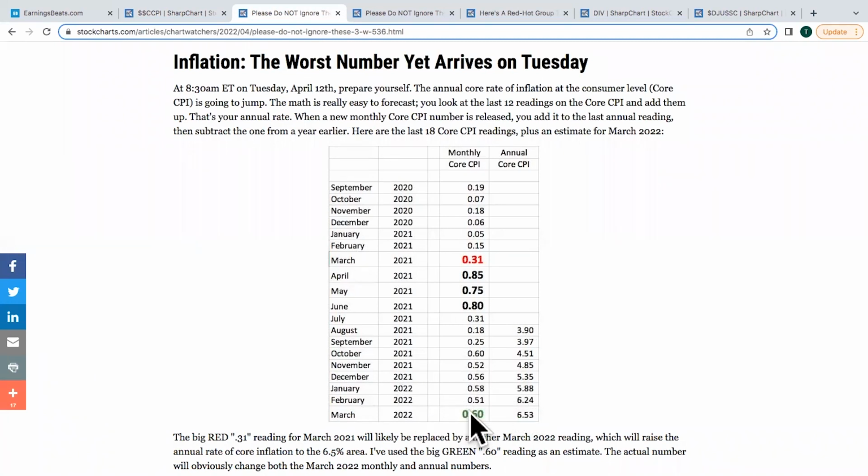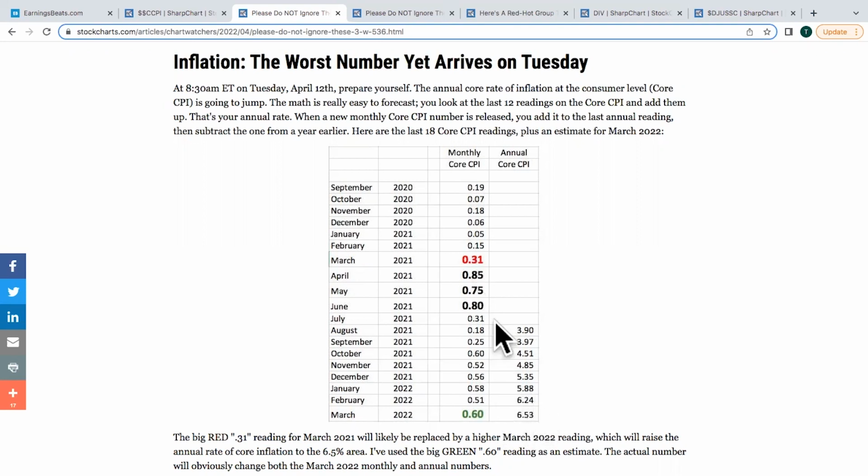The March number that's going to come out on Tuesday morning, April 12th at 8:30 a.m. Eastern, I expect it to be maybe 0.6%. I know other Wall Street analysts are looking for about 0.5%. But the number it's going to replace is the March 2021 reading, which was only 0.3%. So anything above 0.3%, and we're going to see that annual rate rise.